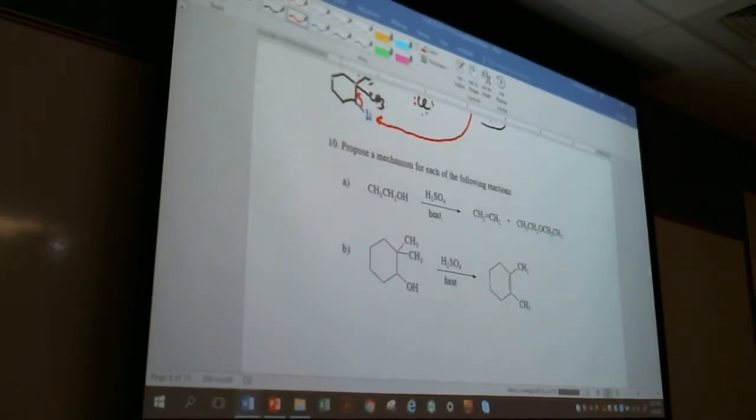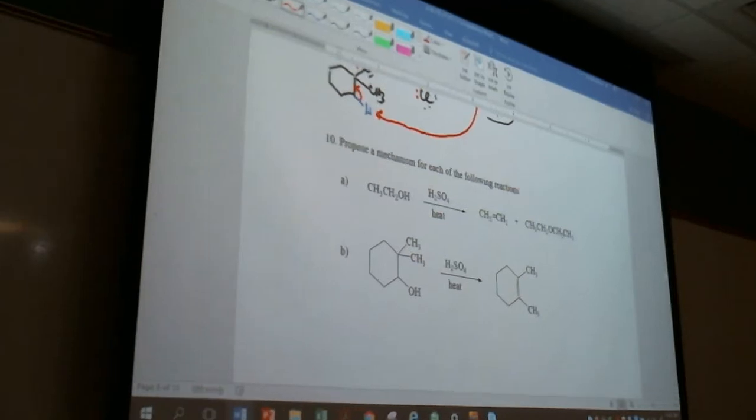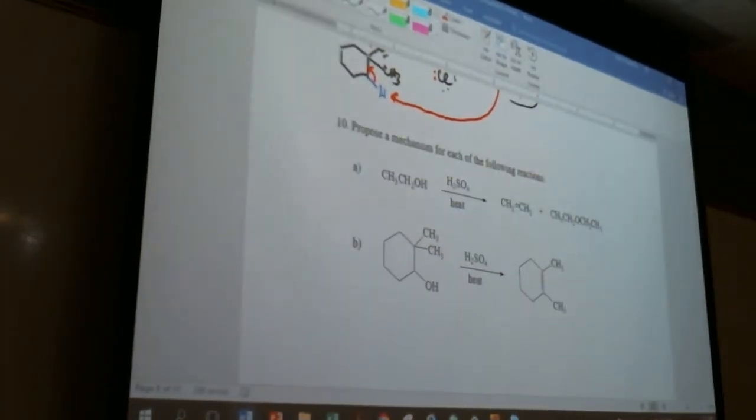And when I give you homework, I have given you some of all of it: some mechanisms, some syntheses, some where a reagent is missing. All right, so start with this, write a mechanism for this reaction.